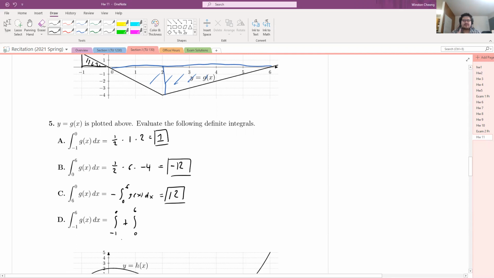So what I can do is split that range of integration into two different pieces, integrate over them separately and then just add the two results together, so long as we cut on the same value. So I'm cutting on 0. I'm just slicing in between. And so now I can add the result from part A to the result from part B. So 1 minus 12, which is negative 11. So that's the answer for D.